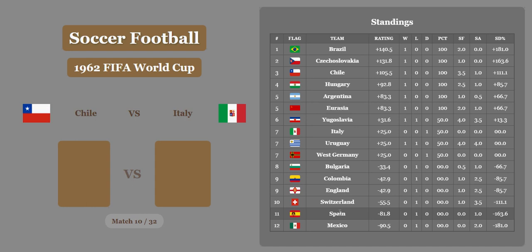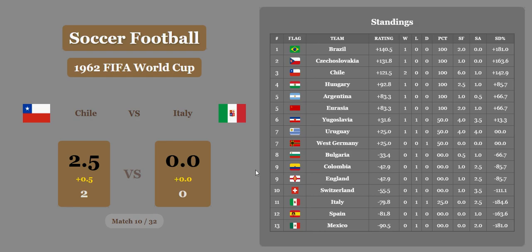Chile versus Italy. Chile wins at home 2-0. And they're in 3rd place. Let's see what this does for their rankings here. They're going to stay in 3rd, but the rating's going to go up to 121.5. So they're looking really good right now. Italy, not so much.